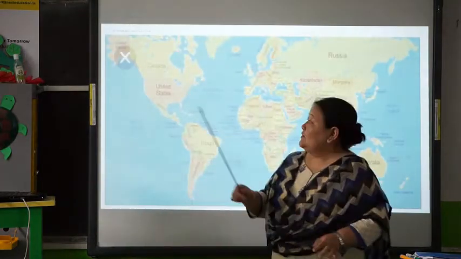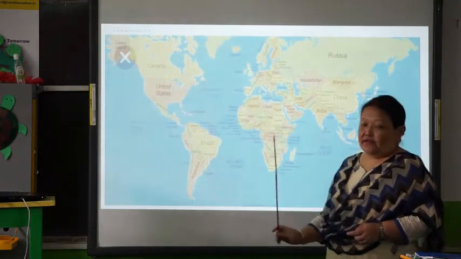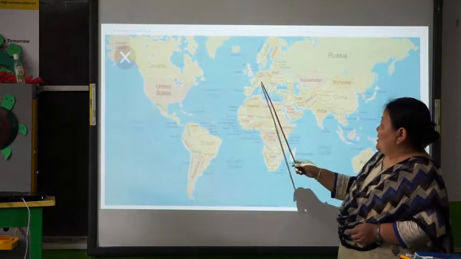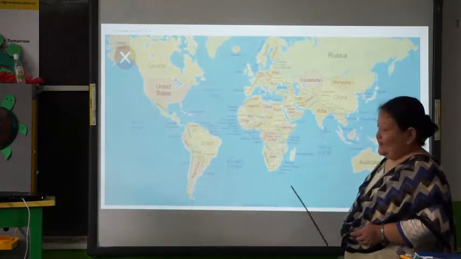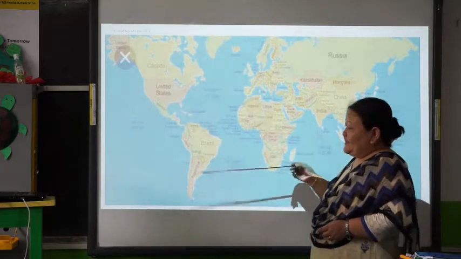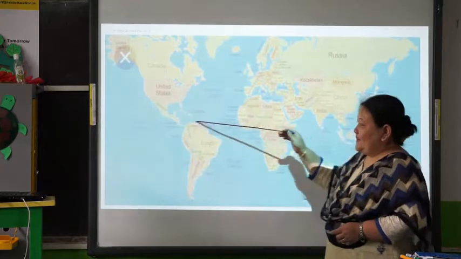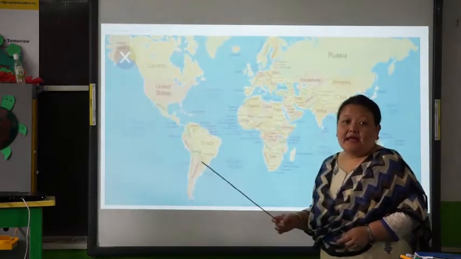Now when you have a look at the world map, there are 7 continents in the world, isn't it? That means you have North America, South America, Europe, Asia, Africa, Australia, and then you have Antarctica. So when you have a look at South America, you see that it is below your equator. That means it is in the southern hemisphere.